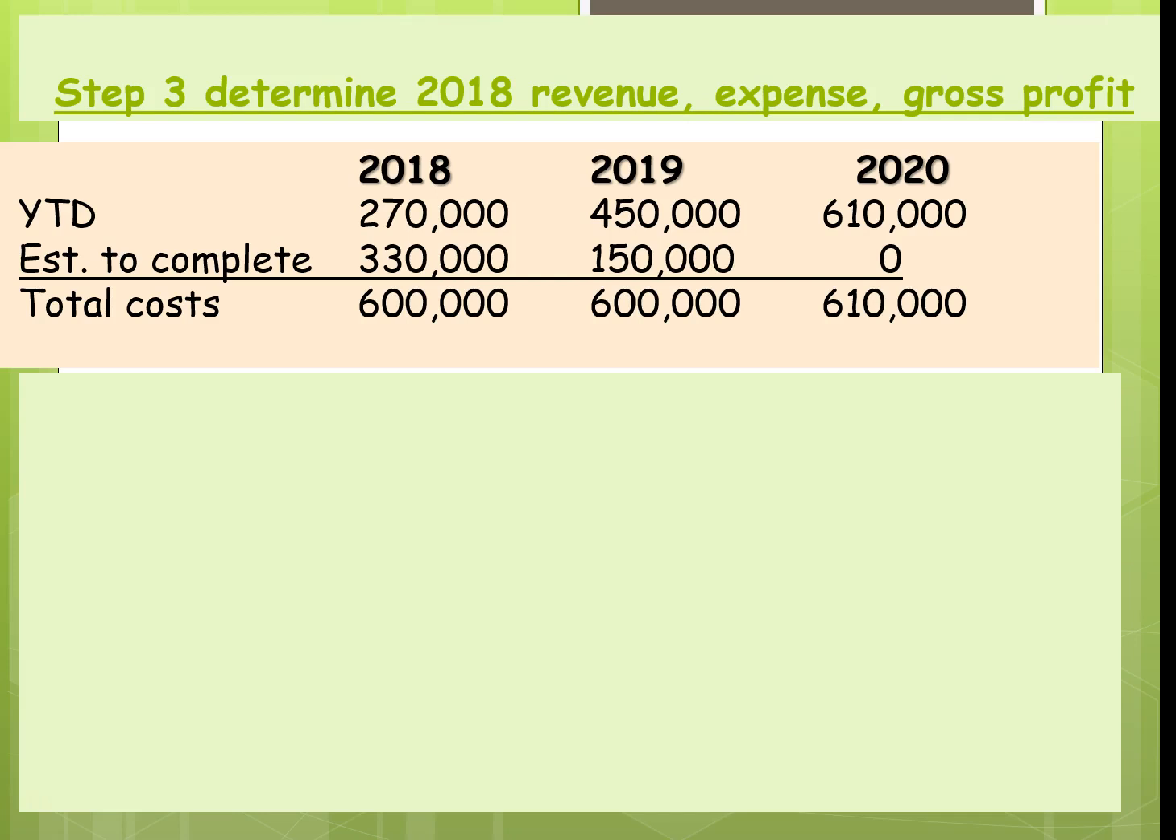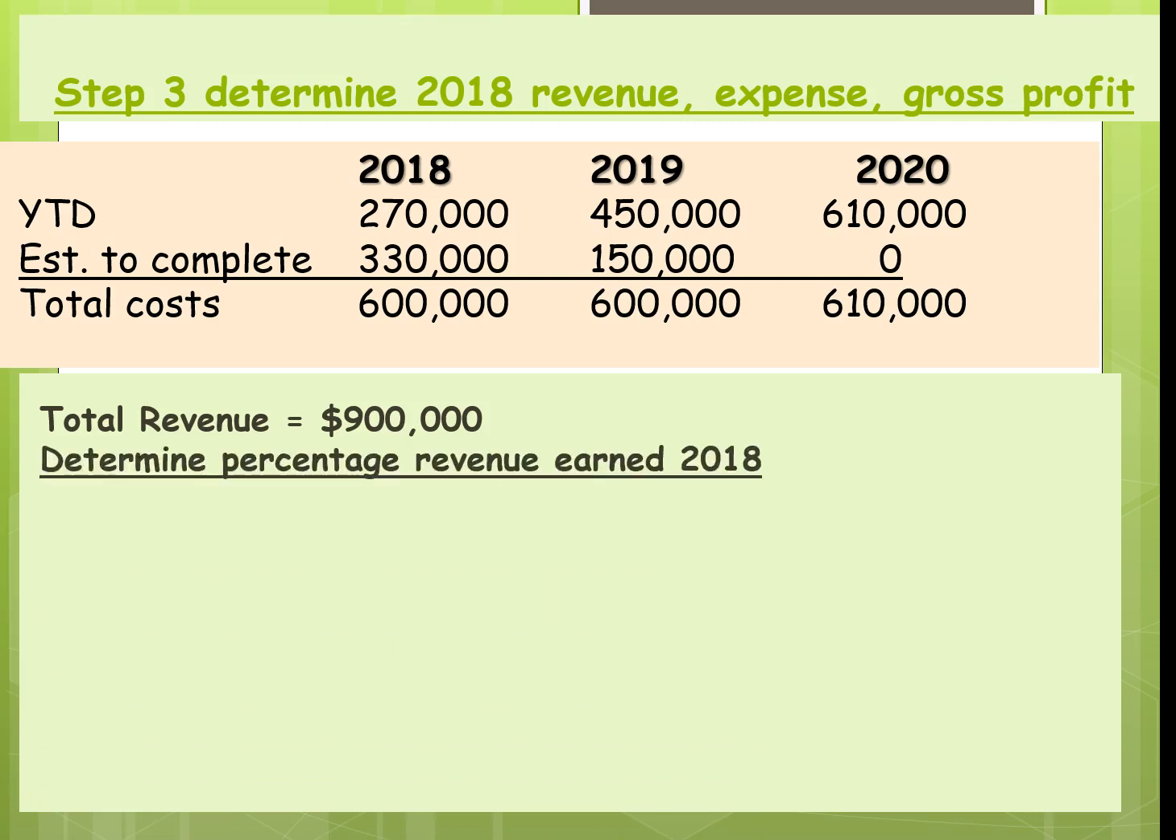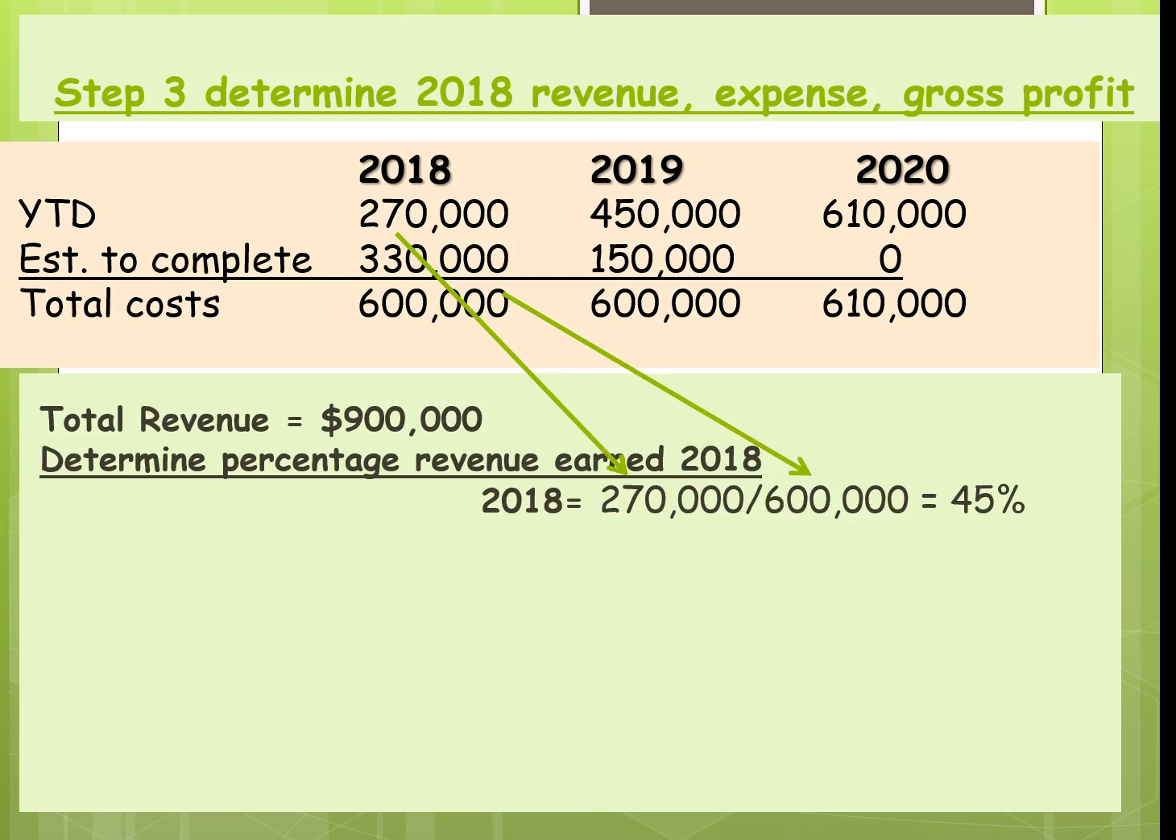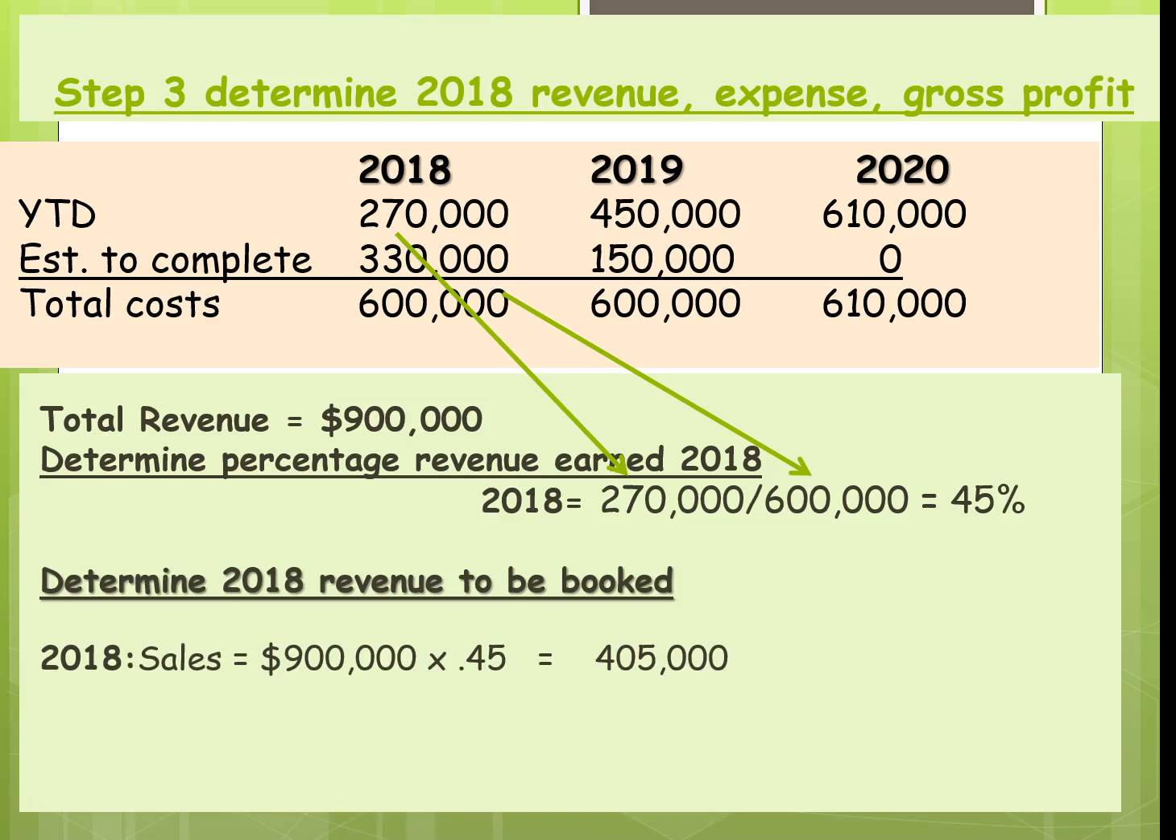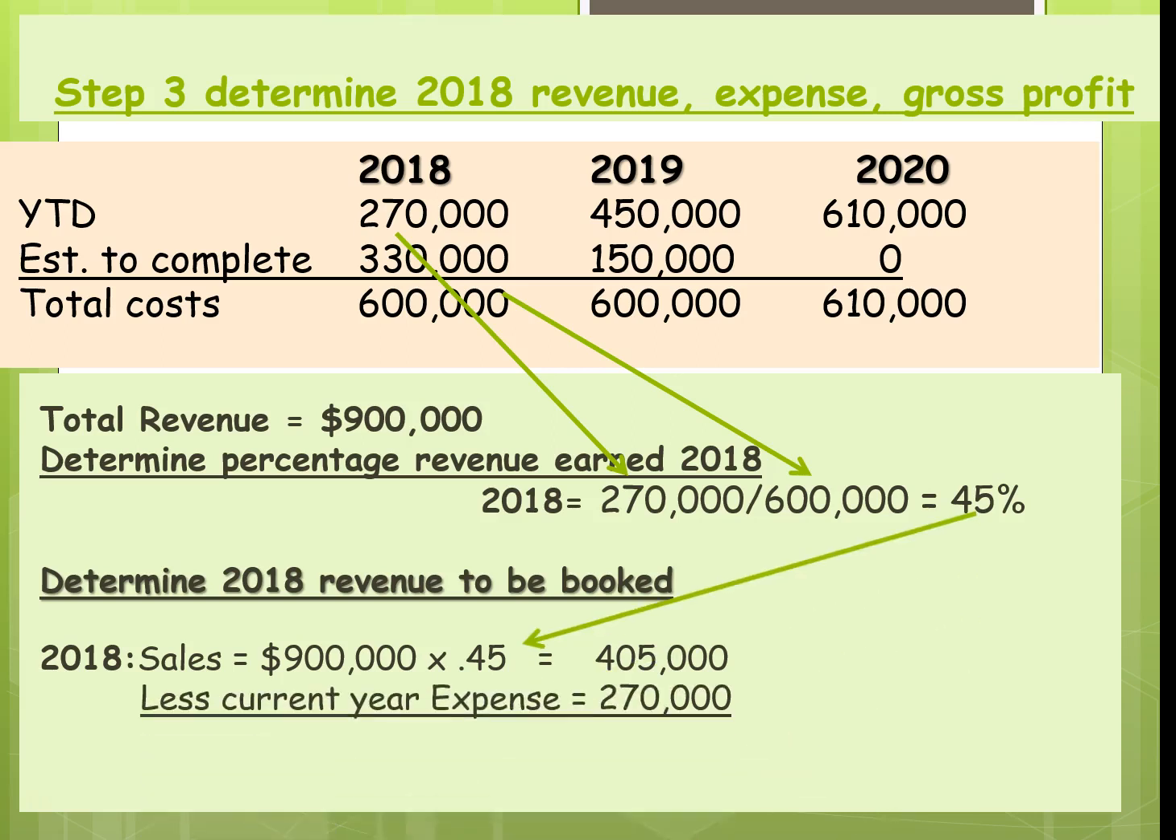So, in our first year, 2018, total revenue is $900,000. We're going to determine percentage revenue earned. It is going to be 270 divided by the total of 600, which gives us 45%. Now we're going to determine the revenue to be booked, and we're going to take that percentage times 900,000, which gives us 405. We're going to then subtract our actual costs, and that tells us how much gross profit we're going to book in the current year for percentage of completion.